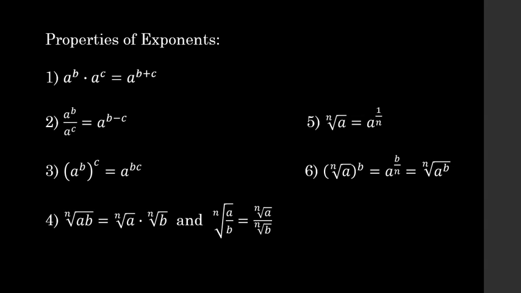How can we rewrite the nth root as a fractional power? The nth root of a is the same thing as a raised to the power 1 over n. And then using that in combination with number 3 here, the nth root of a, that whole thing raised to the power b, is equal to a raised to the power b over n, and that's the same thing as the nth root of a raised to the power b. So those are just the main properties of exponents that you want to keep in mind.